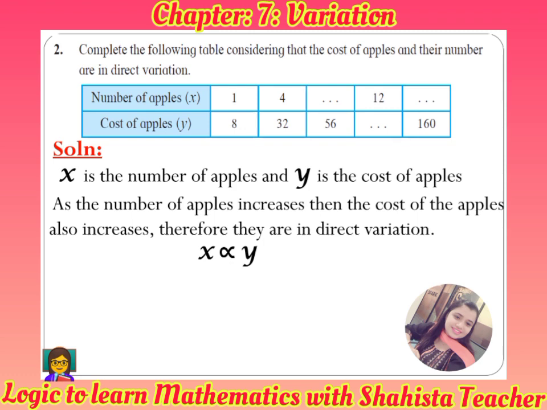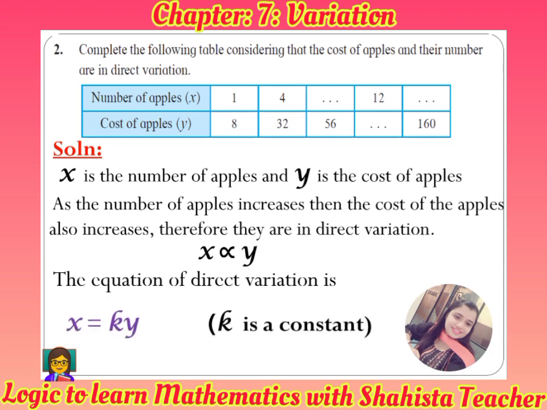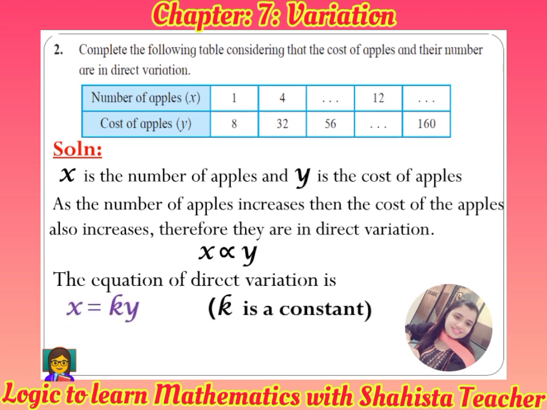So here the cost of 1 apple is rupees 8. The equation of direct variation is X is equal to KY. So here K is constant. X is equal to KY, where K is constant, and the value for X is given here. We have to find here the X value, and here Y's value is given as 56. So here we have to find this, but before this we will find this K, that is the constant value.